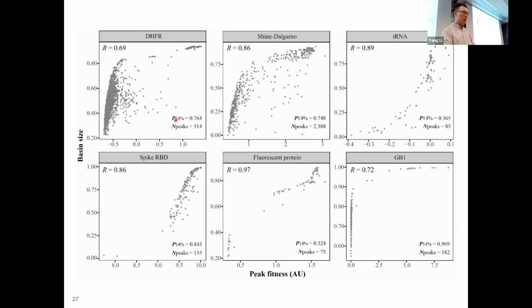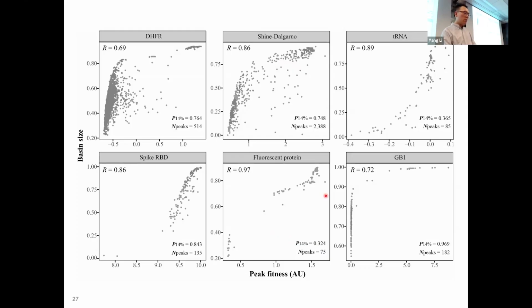And here I put the probability of reaching a high peak, which is 70%. The correlations are high, 0.8, 0.7, 0.9. But even with a correlation of 0.9, it does not guarantee a high frequency of reaching the high peak. You can find there are only 70% of the variants that could reach the high peaks.